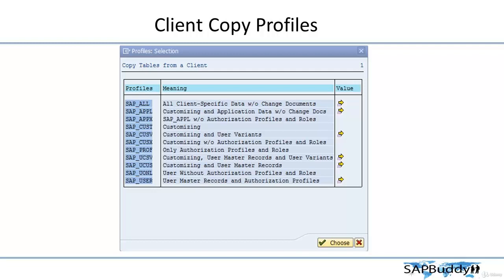Let's say in these cases the users which will be created in the target system will not have any roles or profiles, so we have to be quite careful there. Then user without authorization profiles and roles: here it will copy only the users without authorization. It will not copy anything, only the user master will be copied. Okay, then authorizations you will assign later. Here it will also copy the user master record and authorization profiles.